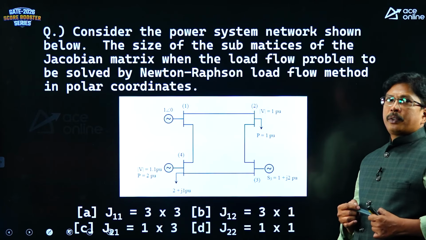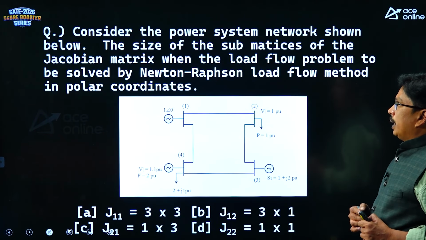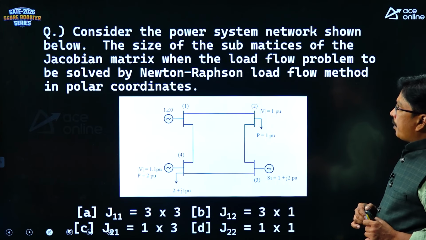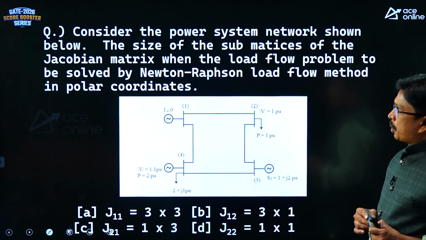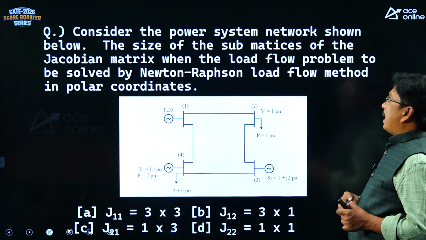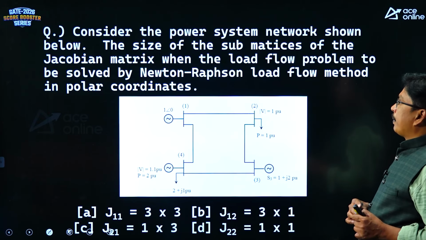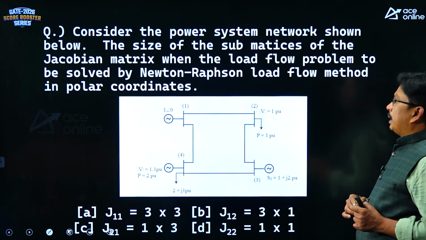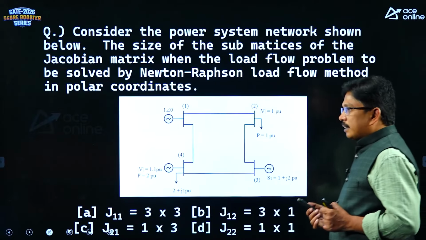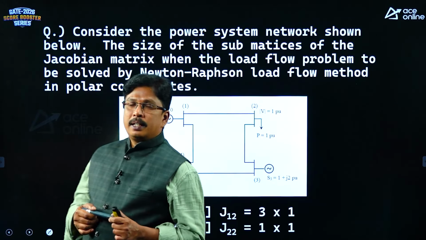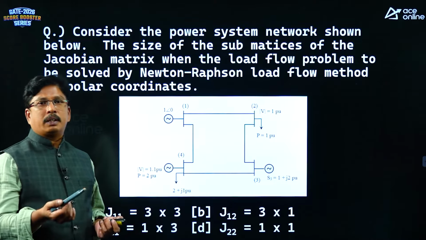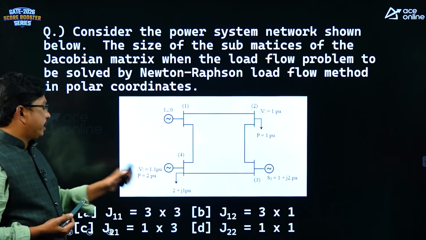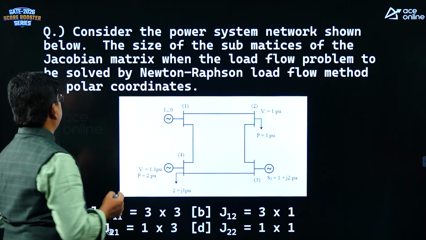Yeah, a similar type of question based on the bus classification only, but related to the Newton-Raphson load flow method. Consider the power system network shown below. They are asking the sizes of the submatrices of the Jacobian matrix when the load flow problem is to be solved by the Newton-Raphson load flow method in polar coordinates. Submatrices of the Jacobian are J11, J12, J21, J22. Four options are given. It is also MSQ.